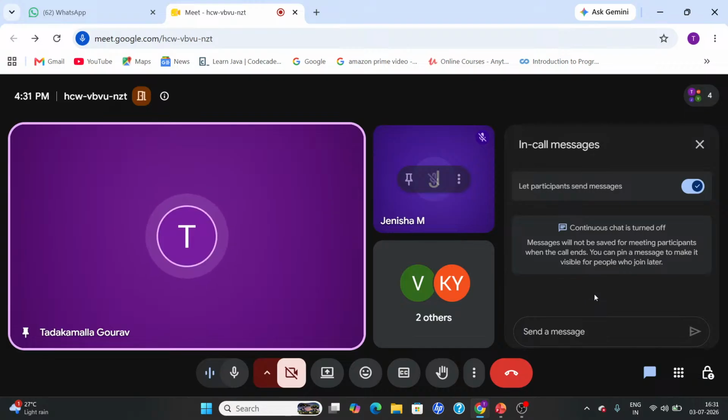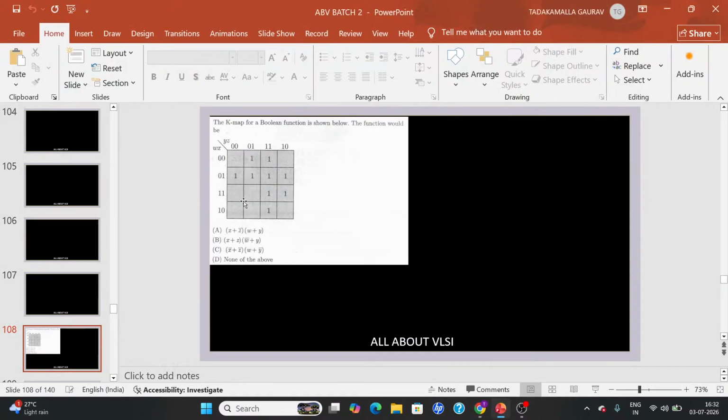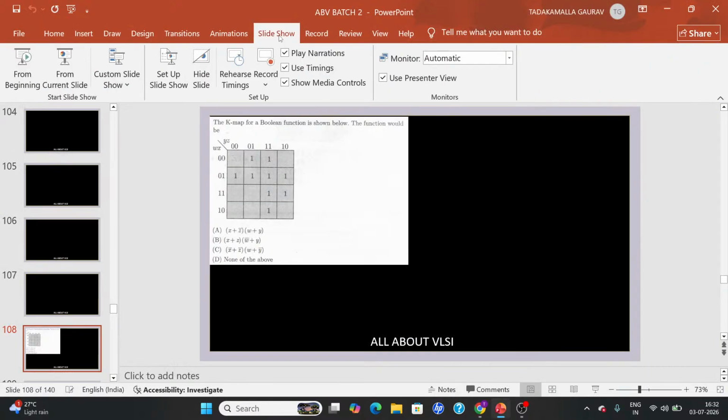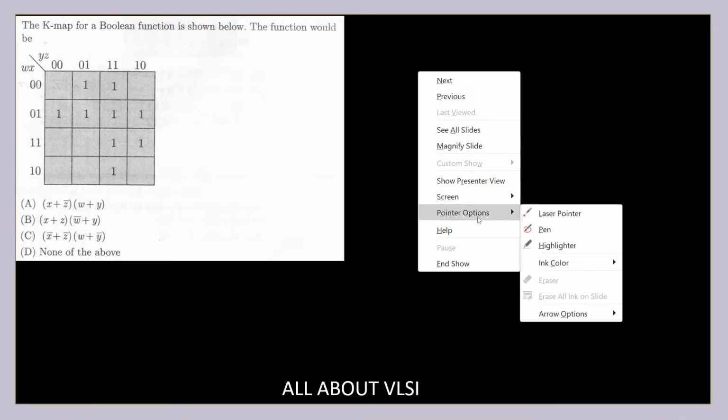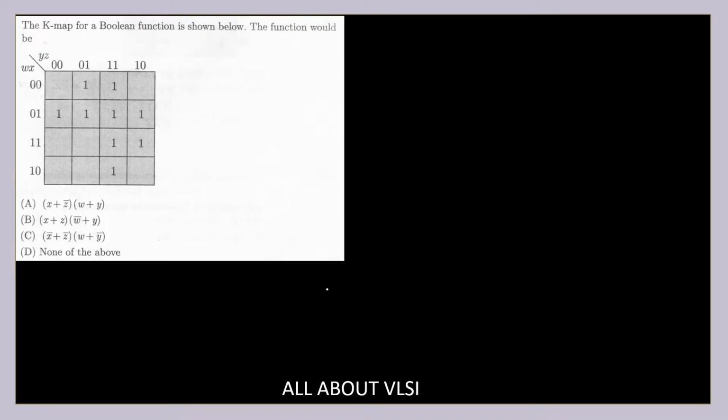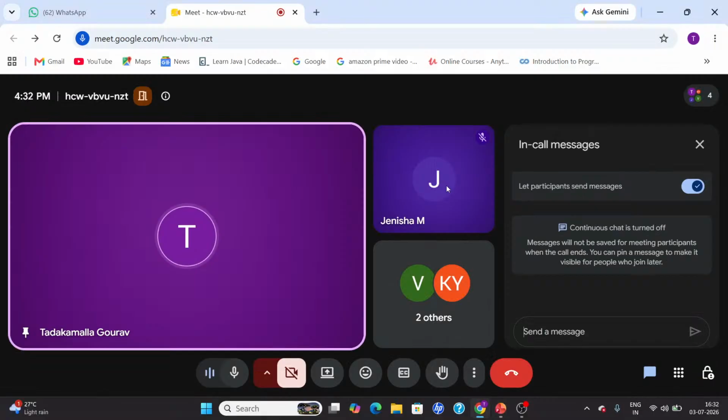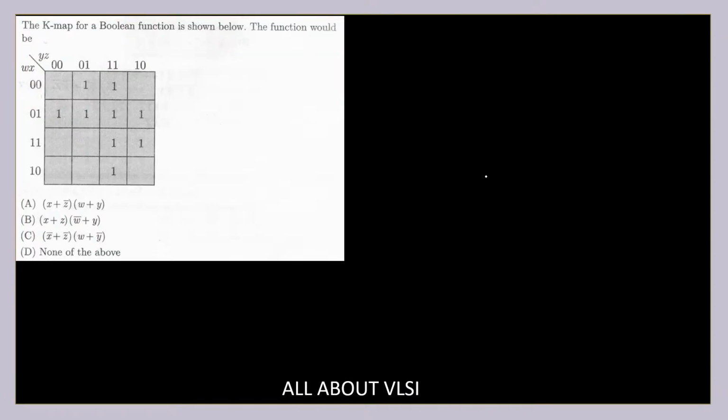So let's start with this particular session. Let me share my screen. Today also we will spend some time solving problems on K-maps, and we will wind up this problem solving session on K-maps in this session, if possible. So this is your first problem, where a K-map for a Boolean expression is given, and we need to find the simplified expression. You can take your time and try to answer this.